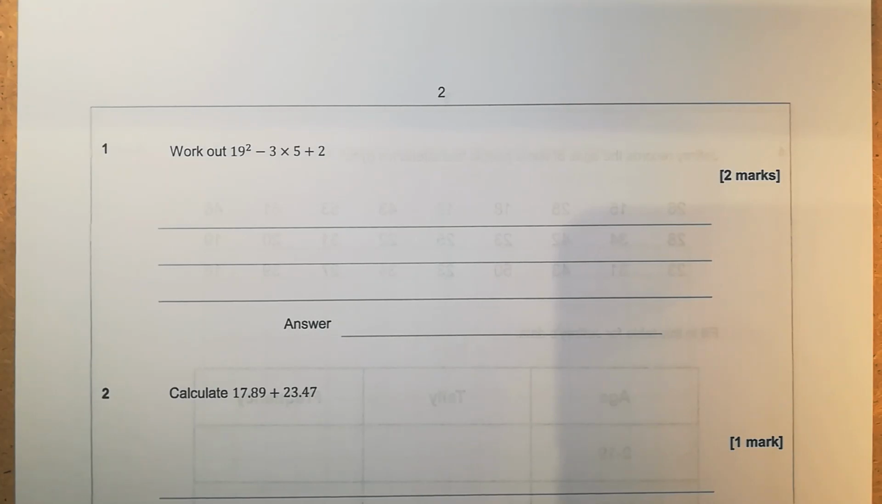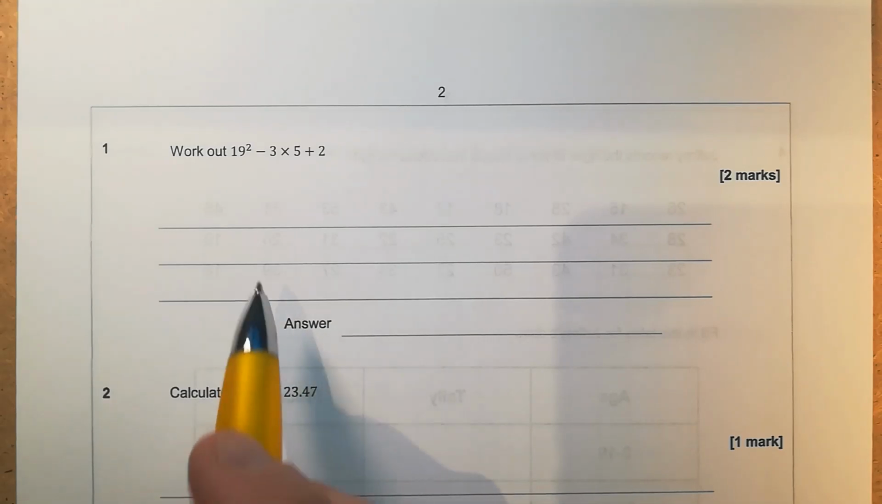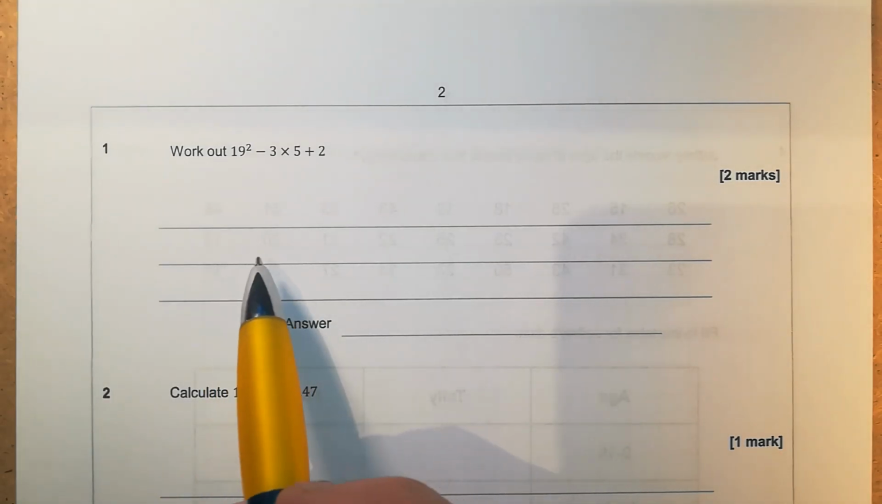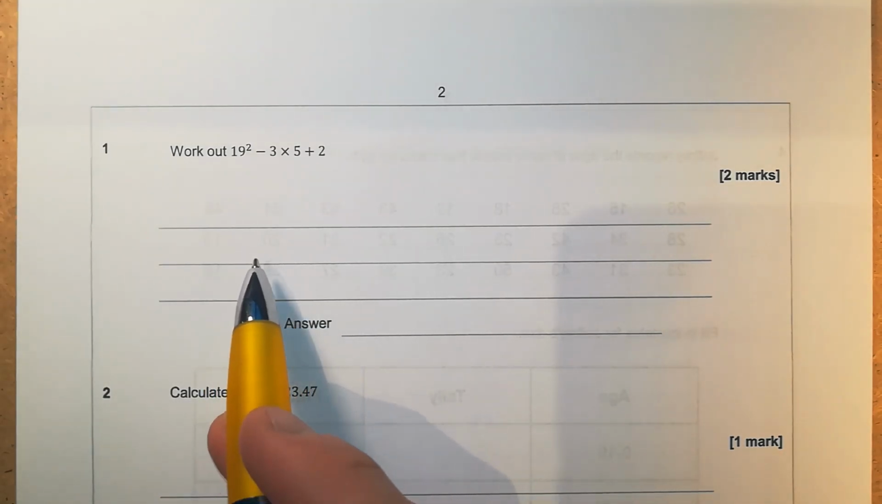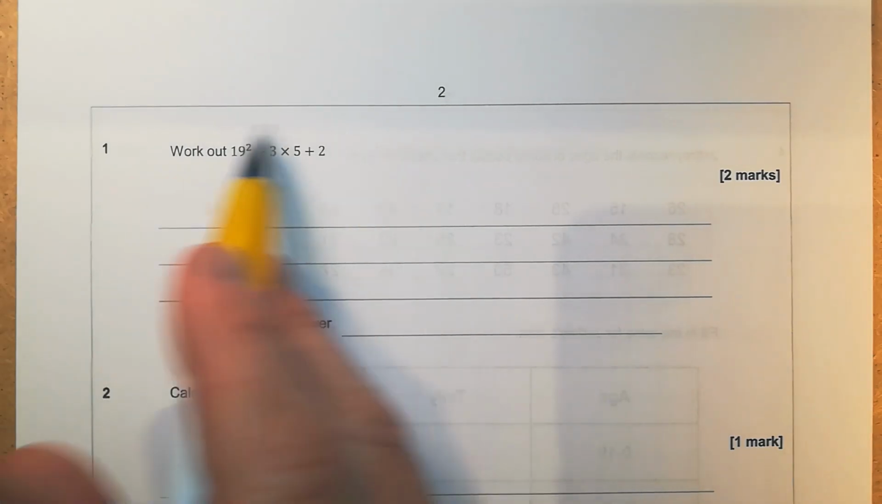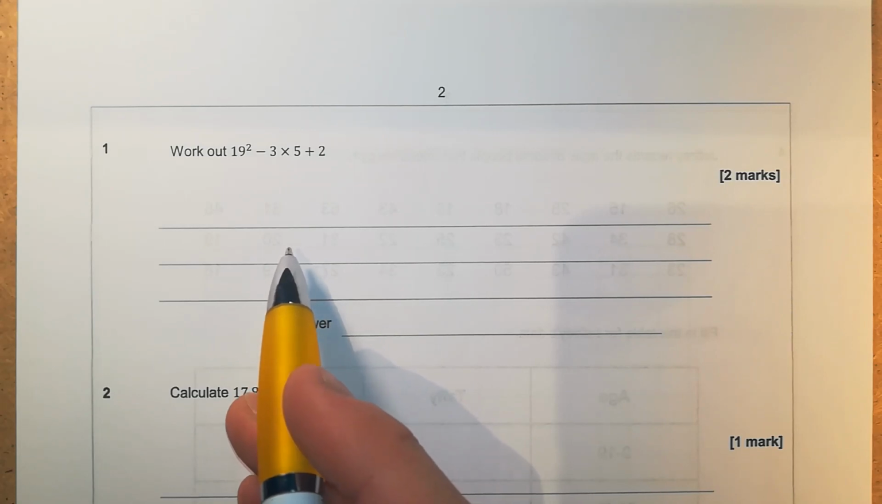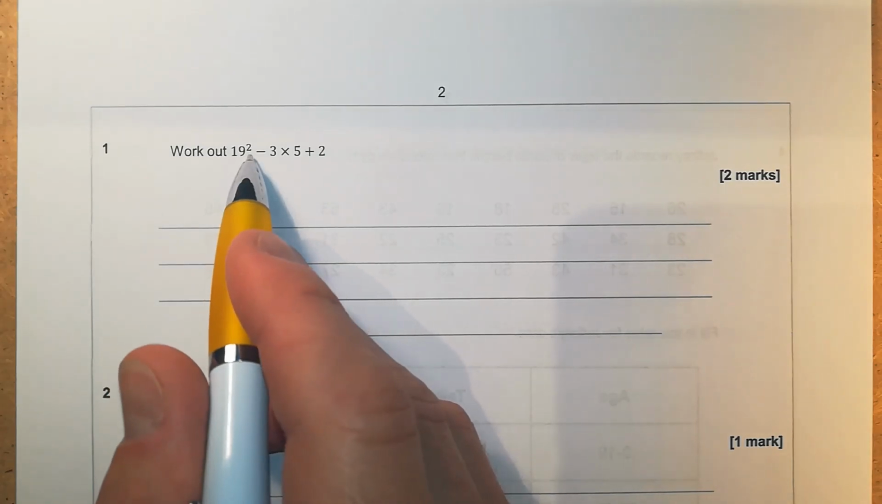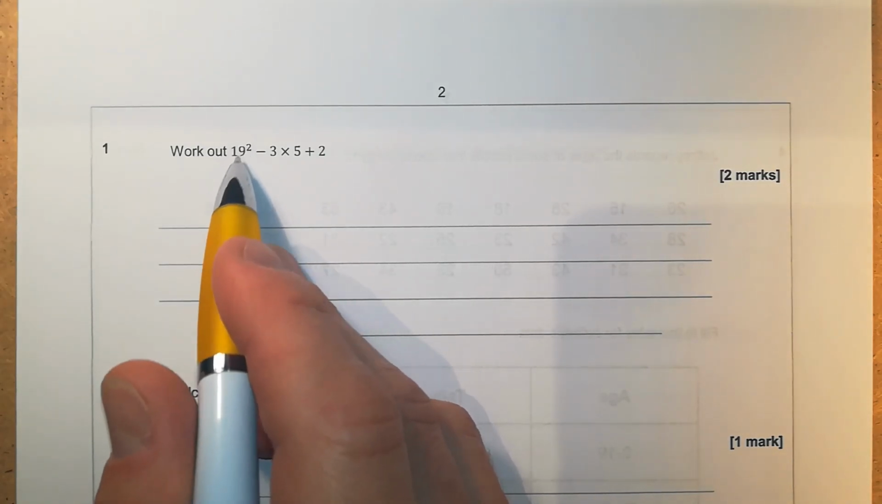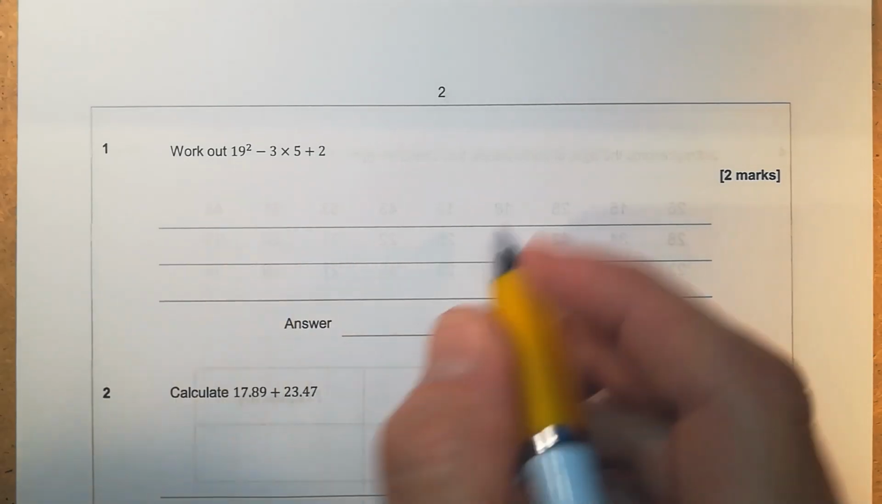So they're checking our order of operations knowledge here. By that, we're talking about BIDMAS. If you remember, the B in BIDMAS stands for brackets. We've got no brackets to do. The I stands for indices, so any squared or cubed. We've got a square here, so 19 squared. So I'm going to work this out.